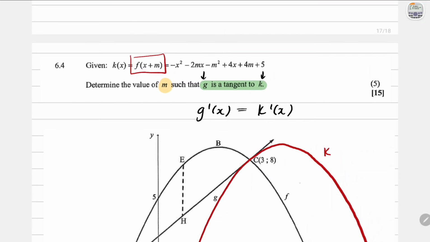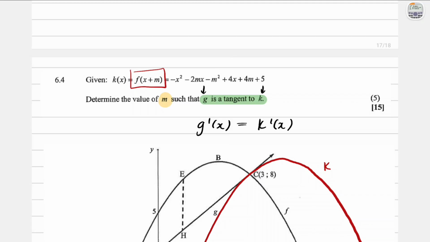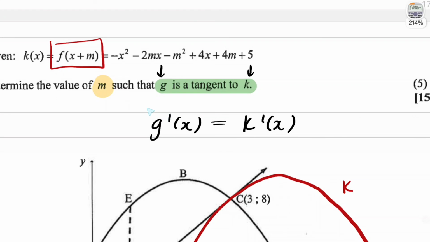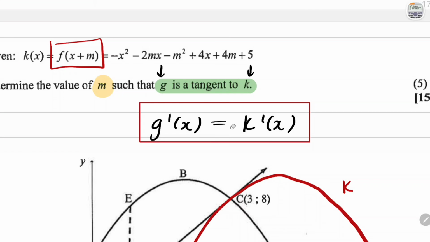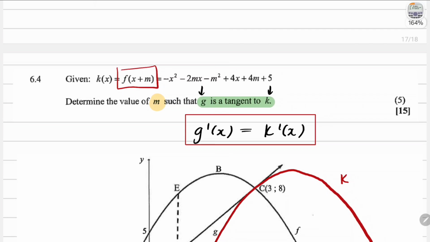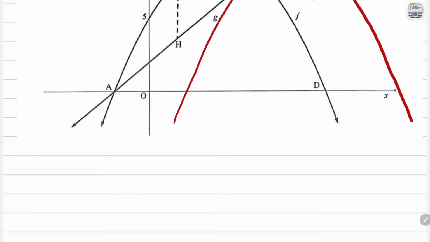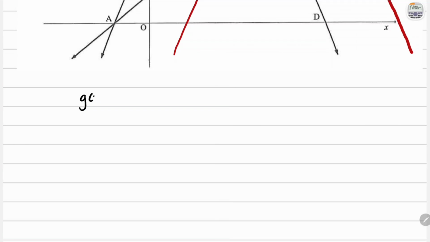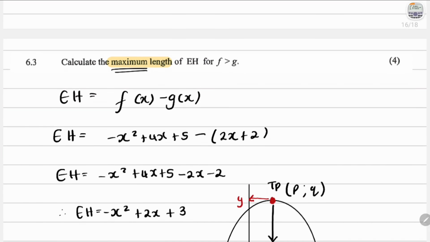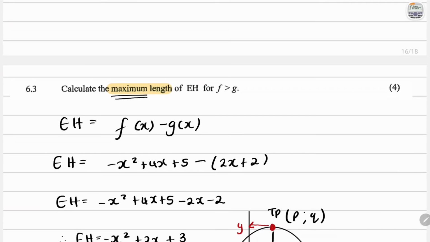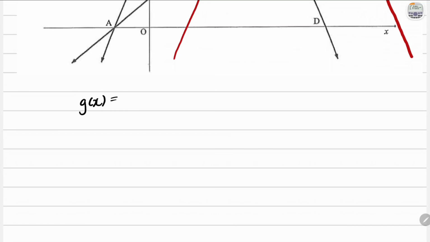Okay, let's get into the algebra of this. How can we do that? Remember that the main idea is for a line to be a tangent to a curve, their gradients must be the same. Let us focus on finding their gradients, in other words, the derivative of each graph. So we can start with G, the simple one. G of x is, they told us what G of x was, 2x plus 2. Let me not get that wrong.